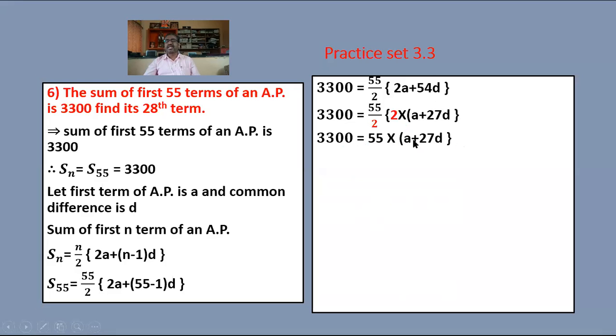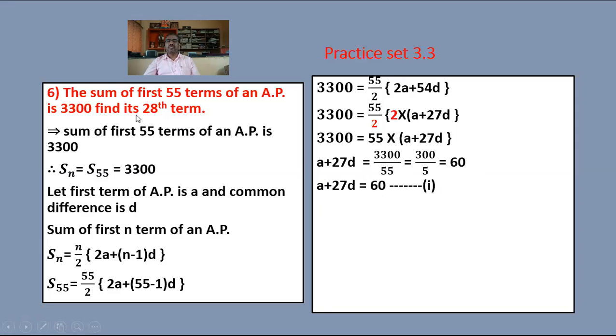55 is a multiplier of this bracket. 55 goes to the LHS, then we get divide. Therefore, a plus 27d is equal to 3300 upon 55. Numerator and denominator divide by 11. 11 3s are 33, 11 5s are 55. 300 upon 5. Again 5 divide to 300, 5 6s are 30, 0 as it is. Therefore, a plus 27d is equal to 60. We get equation number 1.